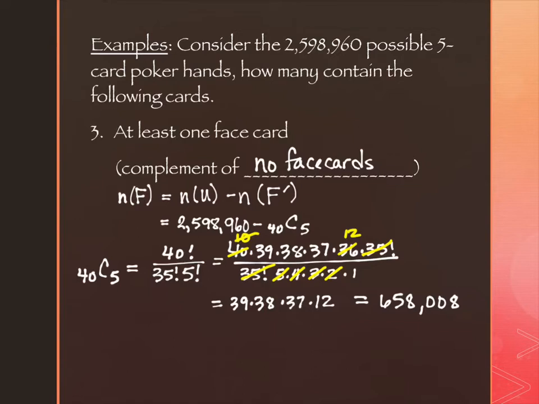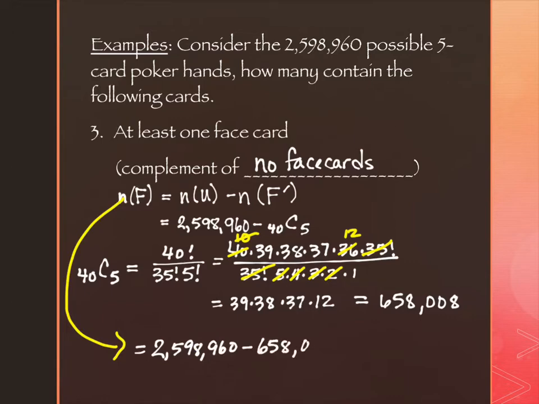Double check. Just go ahead and multiply through again one more time just to make sure. You good, Trey? Great. That's why we want to double check. All right, so then we'll take this equation that we had from before. So I had the 2,598,960. And we're subtracting our 658,008. How many hands will we get?